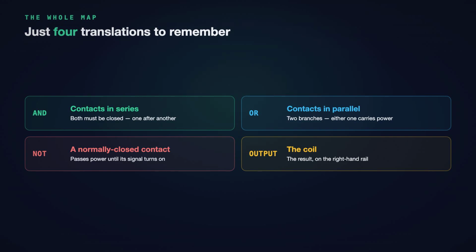That is the entire alphabet: AND is series, OR is parallel, NOT is normally closed, output is the coil. Master those 4, and you can translate anything. Let's take them one at a time.